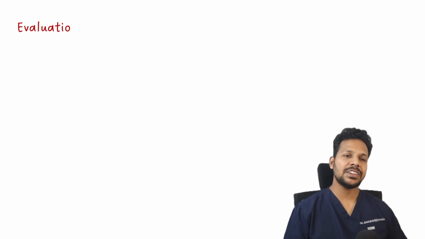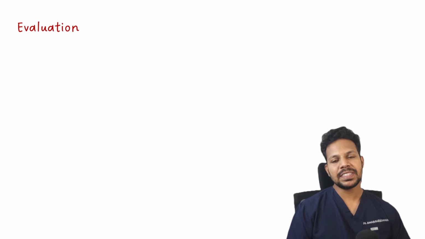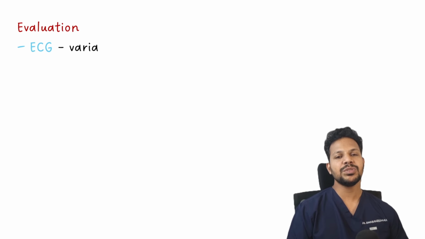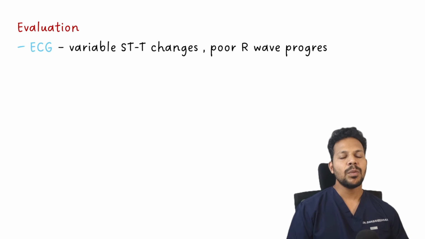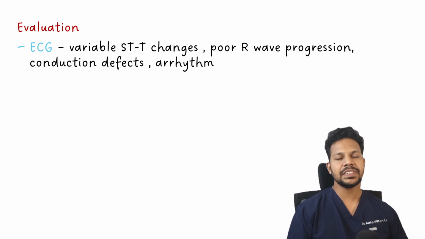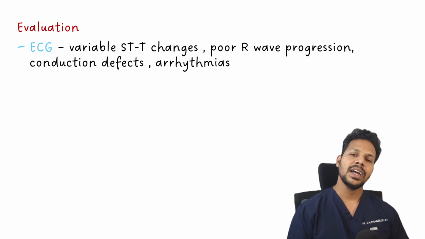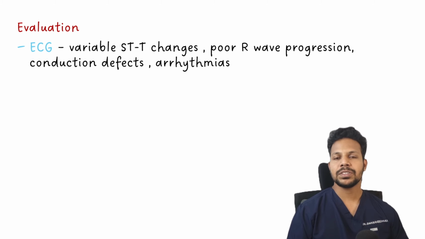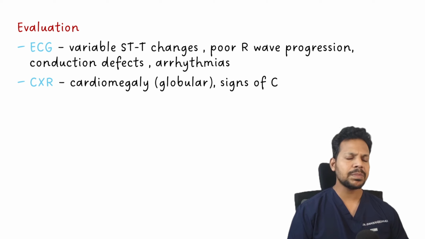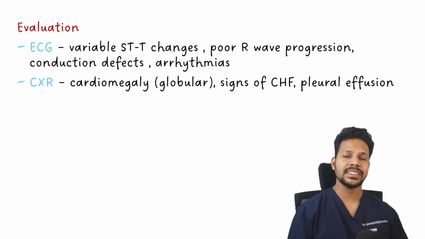Now let's look at the evaluation. Again, start with the basic investigation, which is an ECG. ECG shows you variable ST-T changes, poor R wave progression, conduction defects, and arrhythmias. So the ECG features may be quite varied in a patient of DCMP. And the chest X-ray will reveal cardiomegaly because all the chambers of the heart are significantly increased in size, and you can see that the heart is globular in shape.